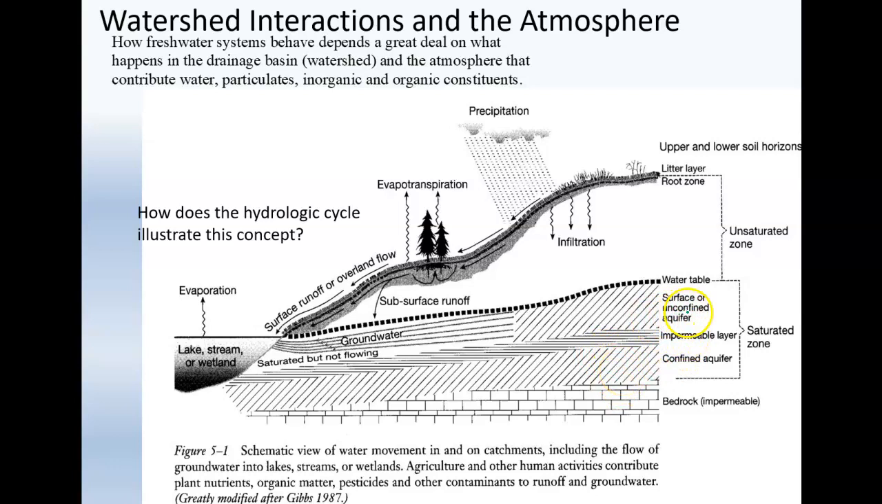And so you can have confined aquifers, or an impermeable layer where water can't go, or a confined aquifer where water got to it but can't get out. And so all of this is the saturated zone. Above that is the unsaturated zone where the water infiltrates through.